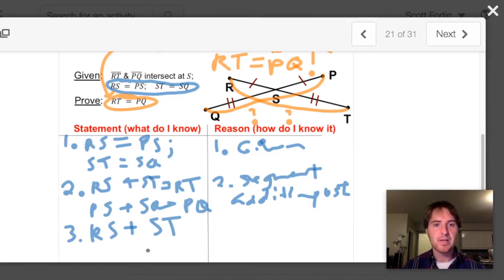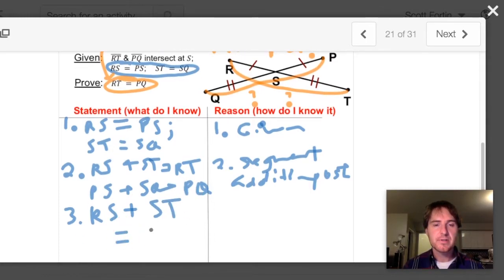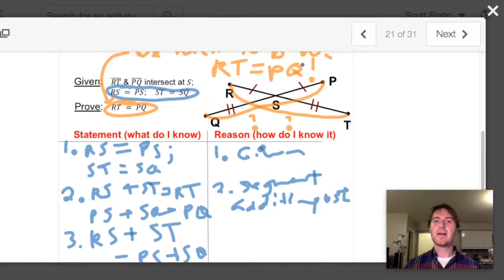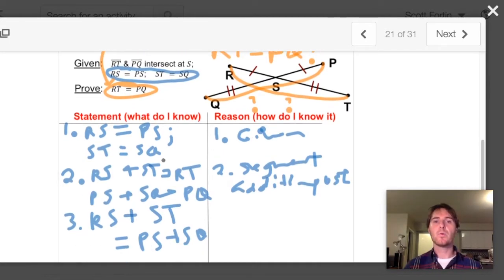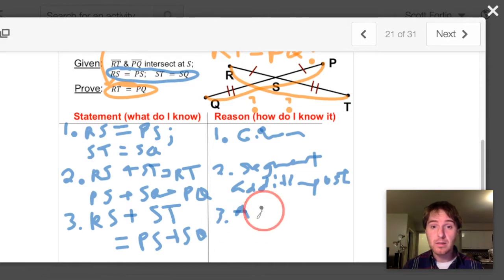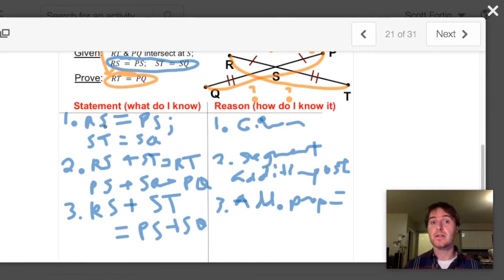So RS plus ST equals PS plus SQ. Obviously we can logically see that, but what's actually going to be the reason that we're able to do this? Who's going to just yell it out in class? Well, this would actually be the addition property of equality, from step 1. Look at this right here. Addition property of equality, a lot of times when you have 4 different things being said here, RS equals PS, so that's a statement of equality.